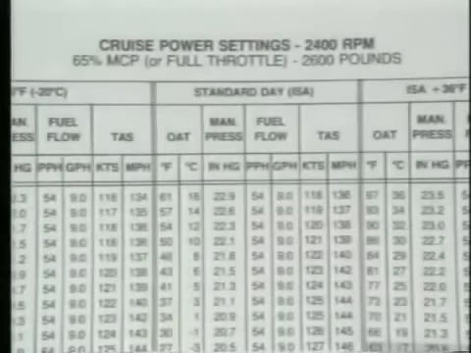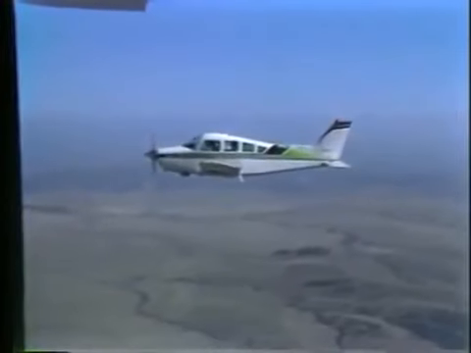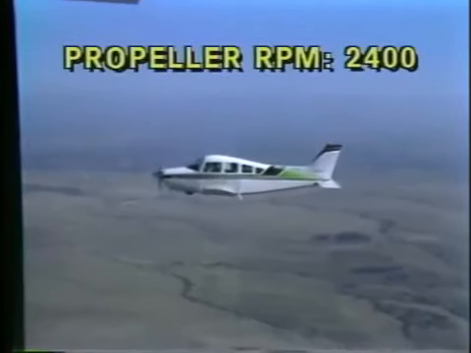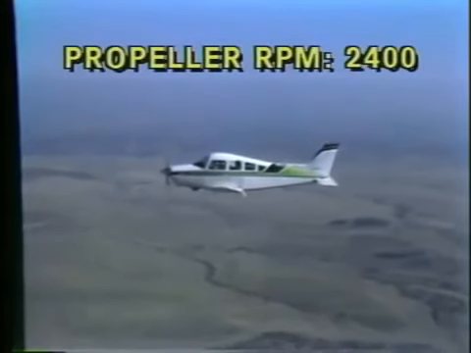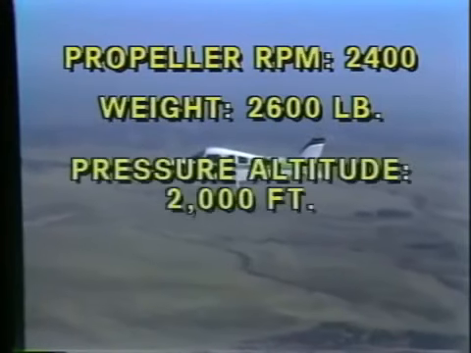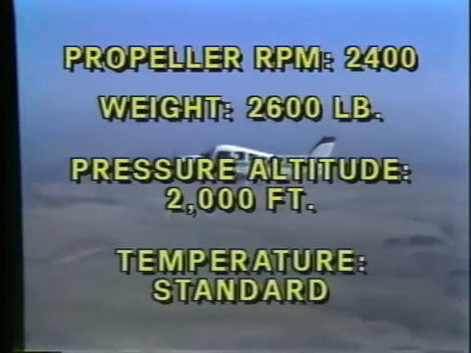Now let's examine a cruise performance chart for a Beechcraft Sierra. This type of chart is extremely useful for estimating the speed of your airplane as well as the fuel consumption at various altitudes and power settings during cruising flight. For this problem, let's assume the following conditions exist. The propeller will be set to 2,400 RPMs. The airplane weighs 2,600 pounds. The pressure altitude is 2,000 feet, and the temperature is standard at this altitude.